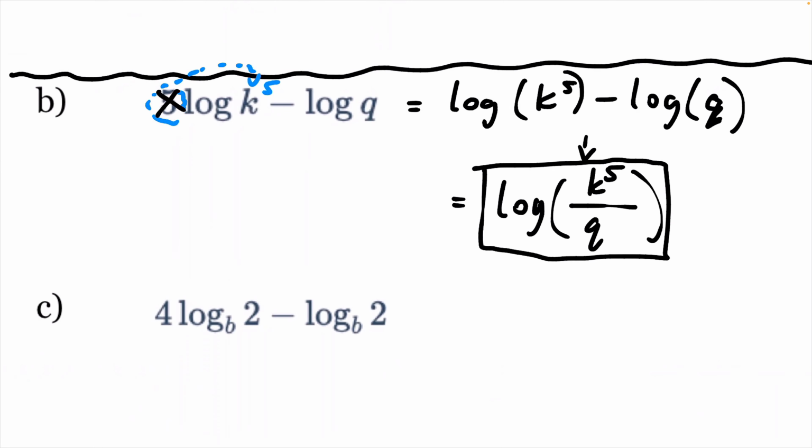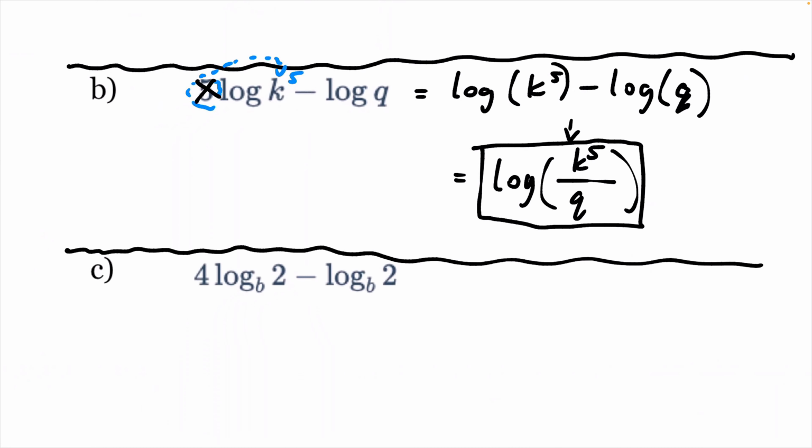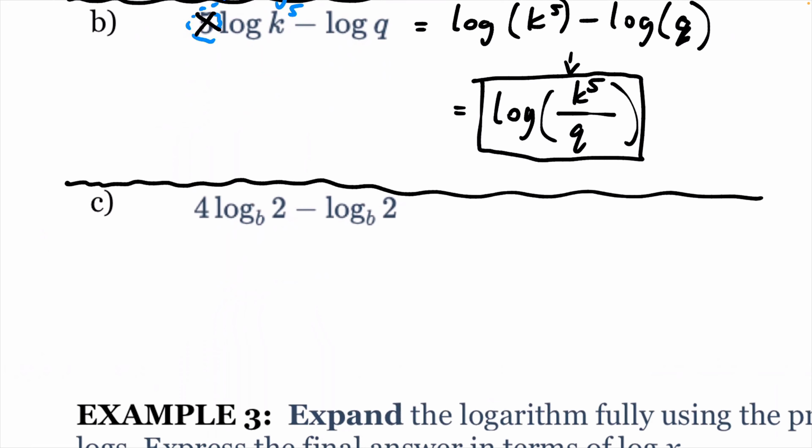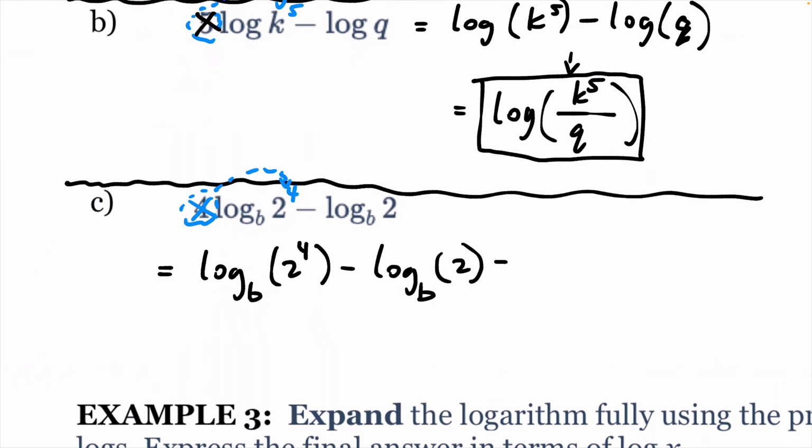Okay, letter C. Powers. Is there any powers we need to move back? Yes, 4 needs to go back to where it came from, which was up here with the 2. So it should say log of b, 2 to the 4th power, minus log base b of 2. I'm not done yet because I have 2 logs still. I got to condense them into 1. So what am I going to use to condense them? Division. Oops, I forgot to put b, log b.